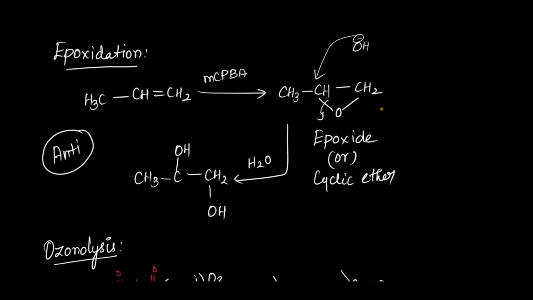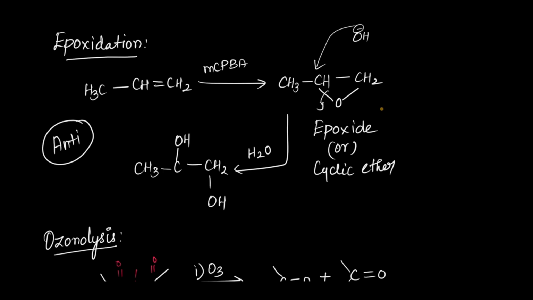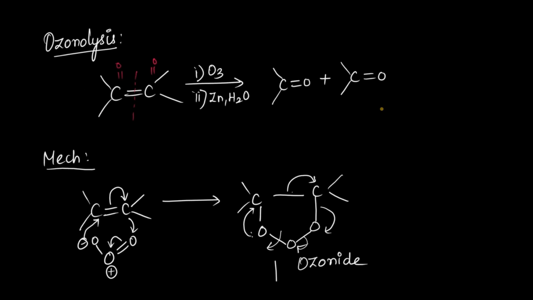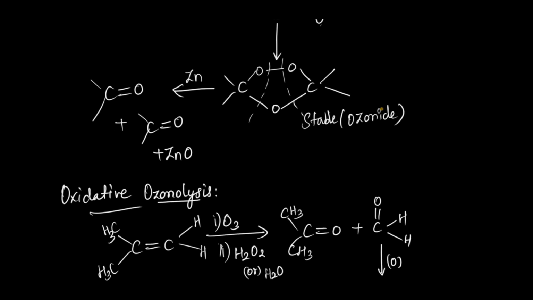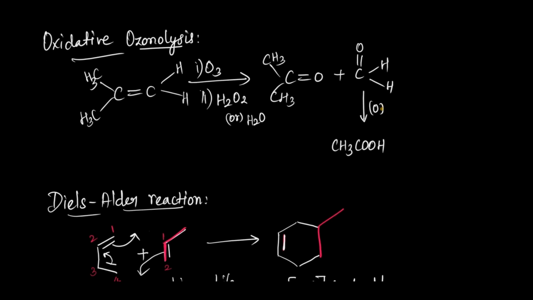Then epoxidation with mCPBA forms an epoxide. Later OH and H attack on the opposite side, so the anti product is formed. Ozonolysis, I have told you so many times, breaks the double bond and puts double bond O, double bond O. If it is reductive ozonolysis, it will give you carbonyl groups like CHO and R C double bond O. The mechanism of ozonolysis is given over here. Then oxidative ozonolysis will give you the oxidized product, that is carboxylic acid, where I am using H2O2.